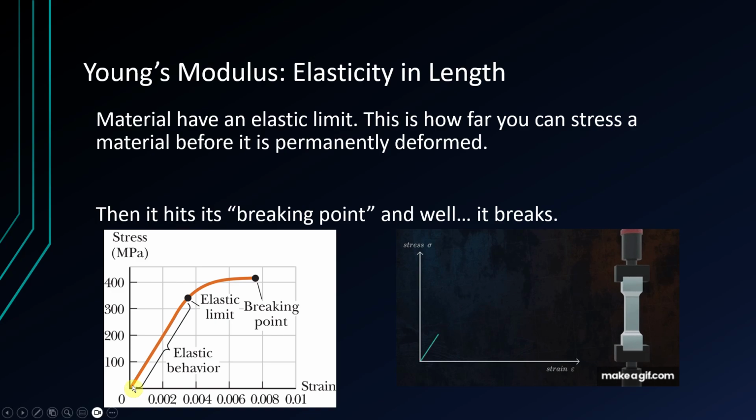So we can see that there is elastic behavior that happens. Then at some point in time, it becomes permanently deformed, and then the object breaks. So this permanent deformation happens at the elastic limit here, and then it will eventually hit a breaking point.